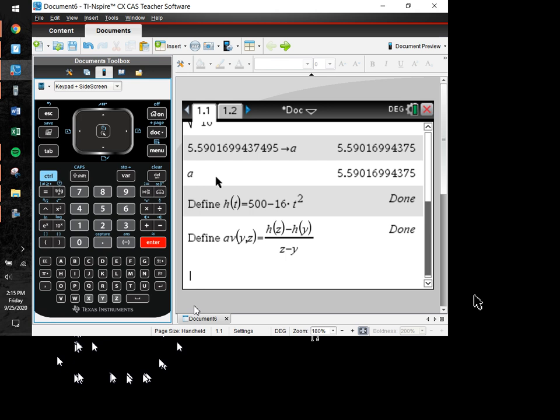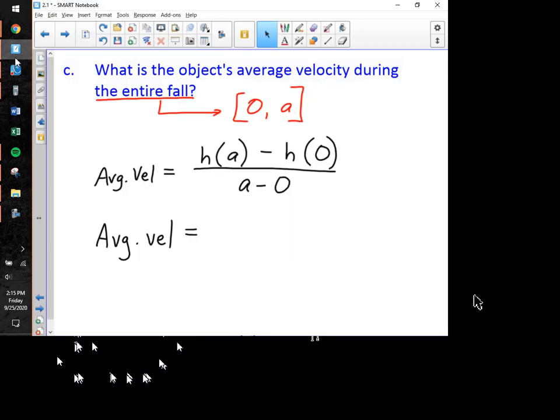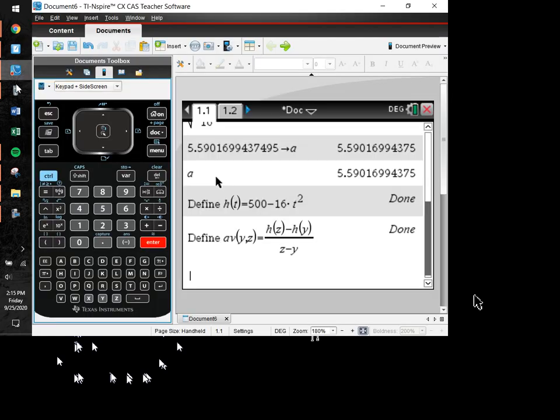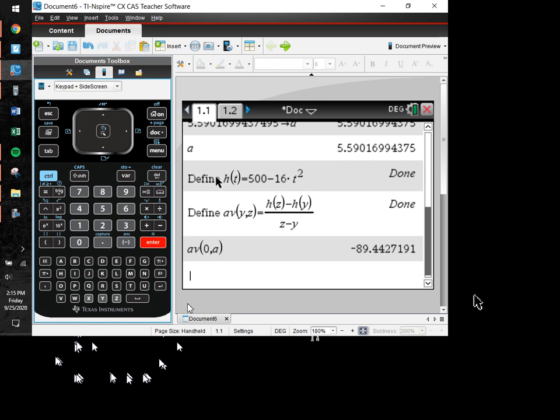And now the cool thing is, if I want to find, like we're doing right here, the average velocity of our h of x function, starting right here at 0 and ending at a, having been stored in the calculator, watch how easy this is. AV starting at 0, comma, and ending at a. And when we hit enter, boom, guys, there's the answer of negative 89.443.